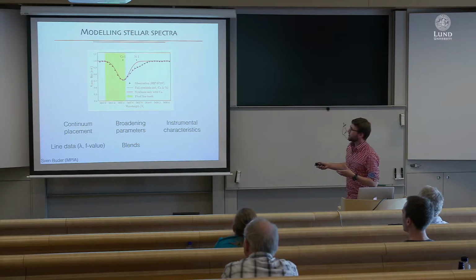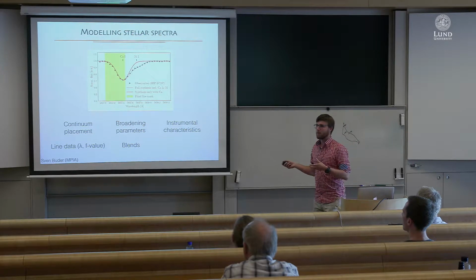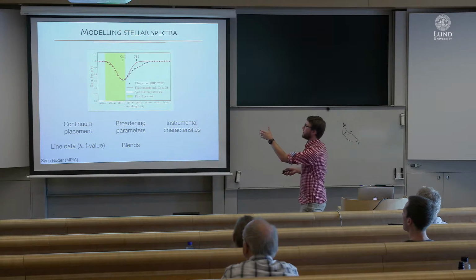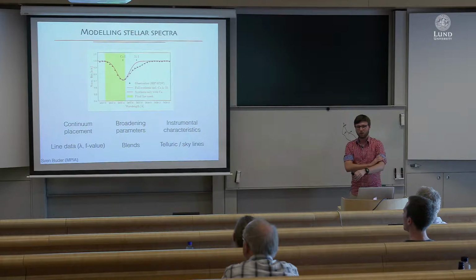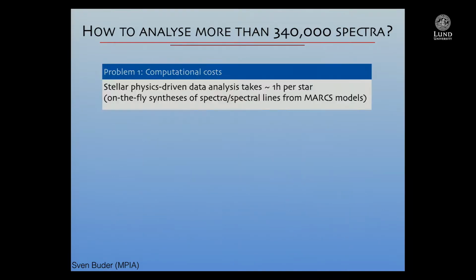And also you have, for example, as I show here, a spectrum of a star. The black points are the actual measurements. And then we have a synthesis of only a calcium line here in red. And then a synthesis which also includes nickel in blue. And you see the calcium line is heavily blended by nickel. But you also have a lot of other things going into the spectrum, which are telluric lines or sky lines that you usually have to correct for, which makes everything very tricky.